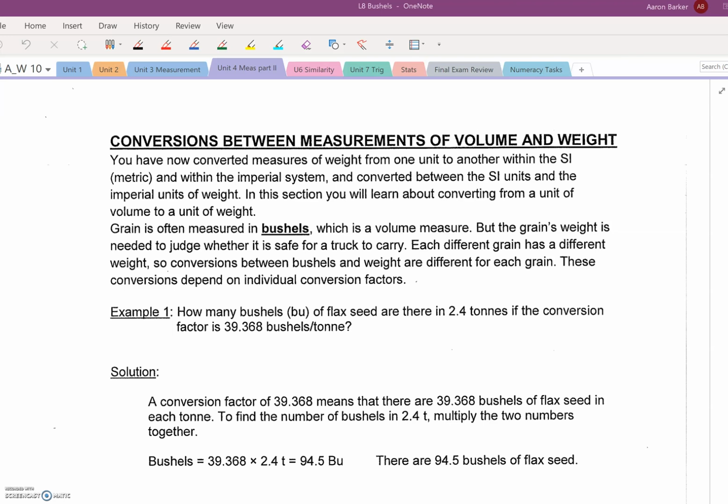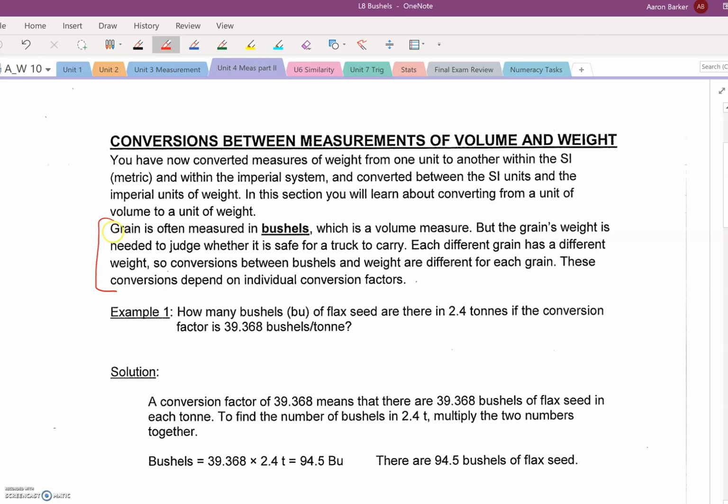Okay, workplace math students, today's lesson is kind of a different one. It's two parts. First part is conversions between measurements of volume and weight, and we're talking about bushels, which some of you probably have never heard before. The second part is going from temperature in degrees Celsius to degrees Fahrenheit. So this one is for those looking to get work in the trucking industry, because you're going to use bushels.